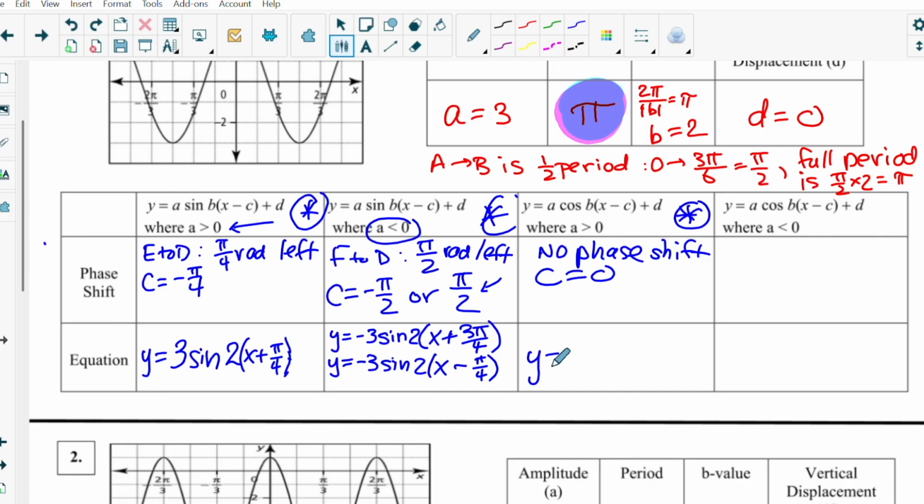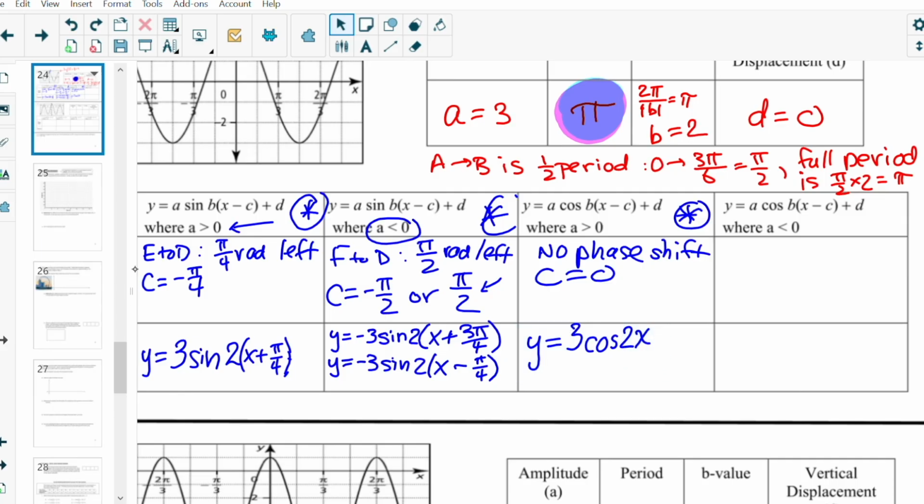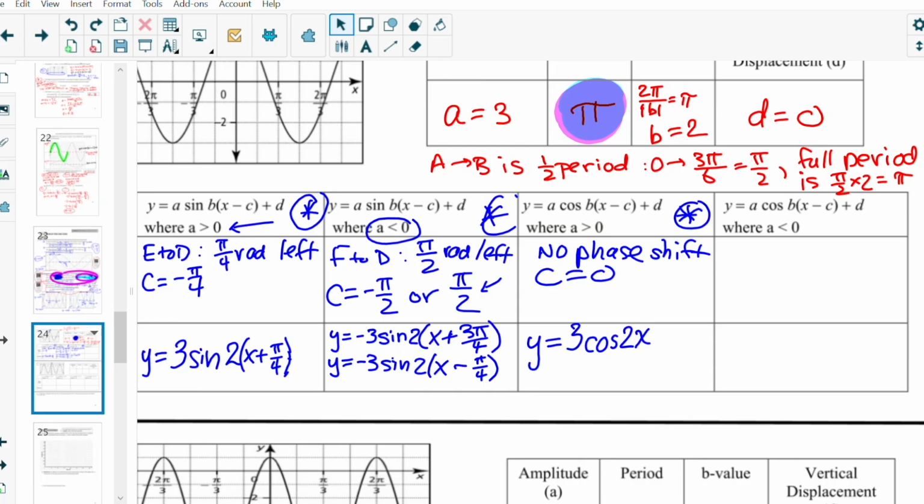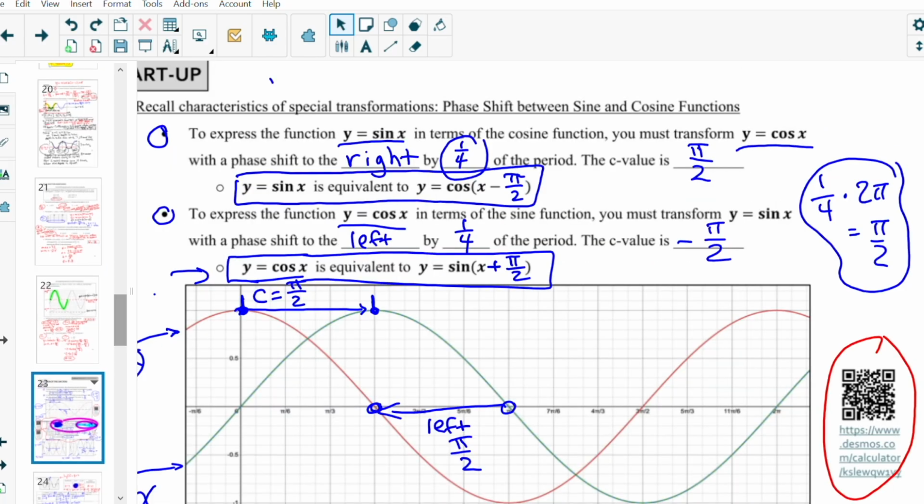So y equals, the A, B, and D values are all the same. Y equals 3 cosine of 2x. Well, there's no phase shift. There's no vertical shift. So it's just y equals 3 cosine of 2x. The other way to think about it, folks, is this. Let's go back to what we talked about in the previous page. This part.